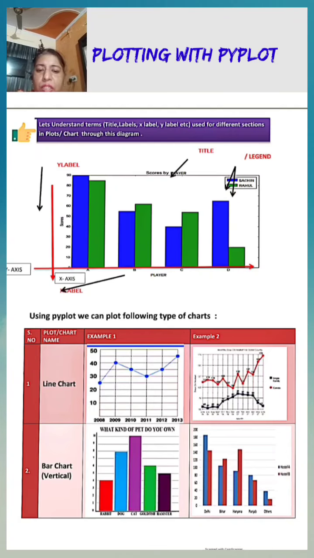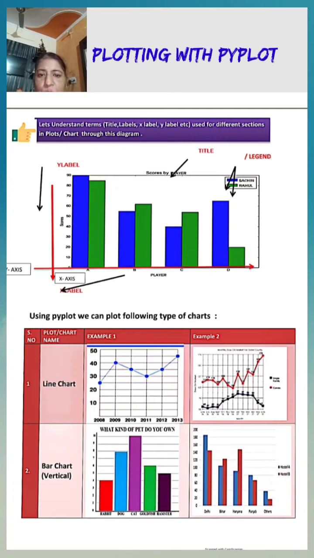In the first example, one series is plotted on the graph, and in the second example on the right side you can see one line chart is of red color, and the second is of black color. It means two series, two data sets plotted on the same plane. Clear? These points are called the markers. Clear? Next is bar chart.